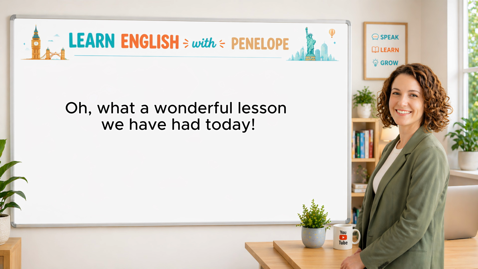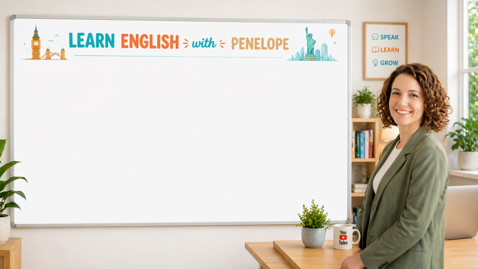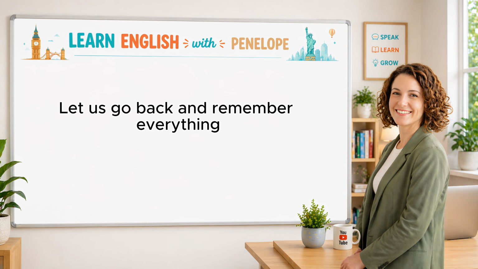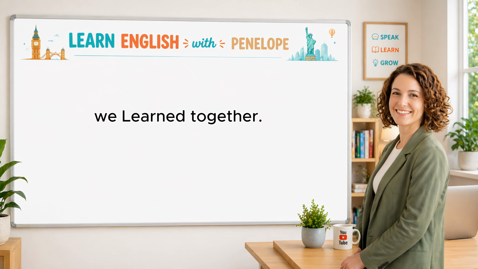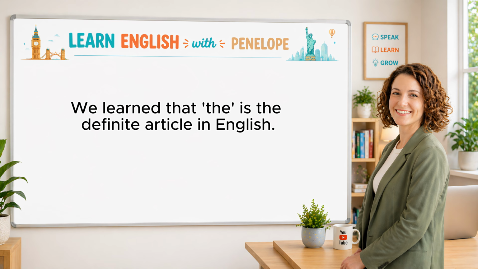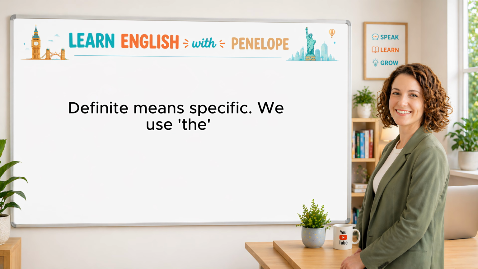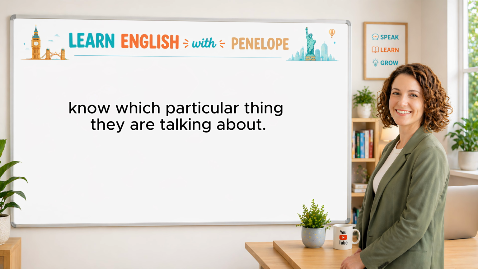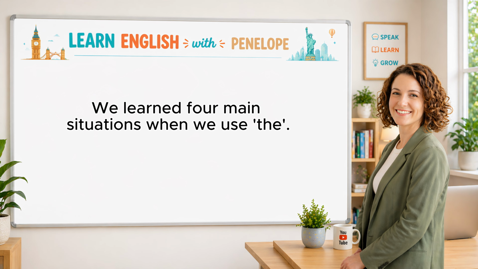Oh, what a wonderful lesson we have had today. You have worked so hard, and I am so very proud of you. Let us go back and remember everything we learned together. Today, we learned about the word the. We learned that the is the definite article in English. Definite means specific. We use the when both the speaker and the listener know which particular thing they are talking about. We learned four main situations when we use the.